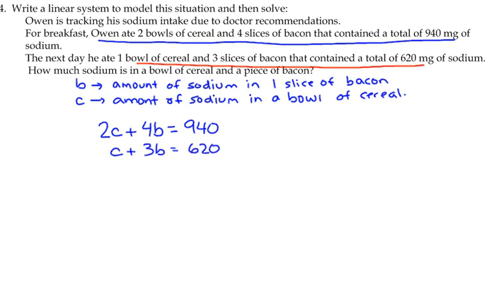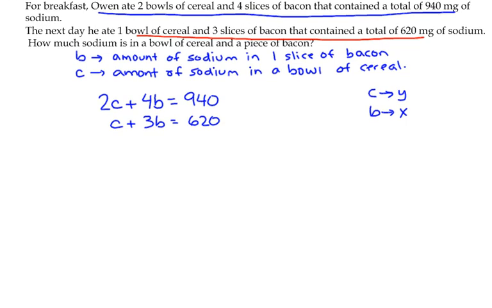Now, which variable do you want to isolate for, C or B? C is going to be a lot easier because we have one of them that's just 1. So let's isolate C. Basically, we're saying C is going to be our Y. So we're going to solve for C. So C, I'm going to make my Y, and bacon is my X. So let's isolate each equation for C. First step to get C by itself in the first equation.